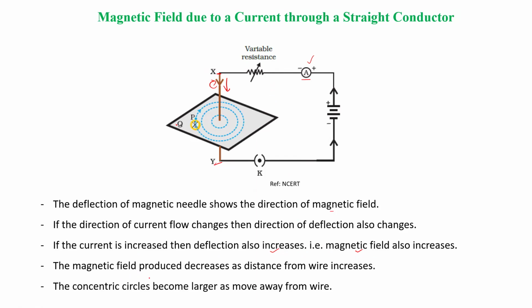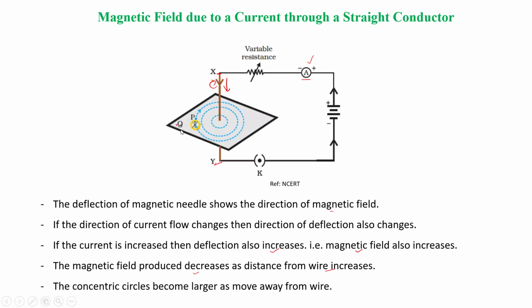And the magnetic field produced is going to decrease as you move away from the wire, that is, as the distance from the wire increases, the strength decreases. Here you also see the concentric circles. When we move away, the radius or the size of these concentric circles is also going to change.